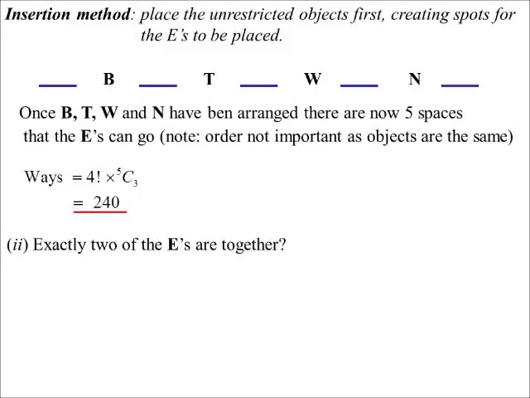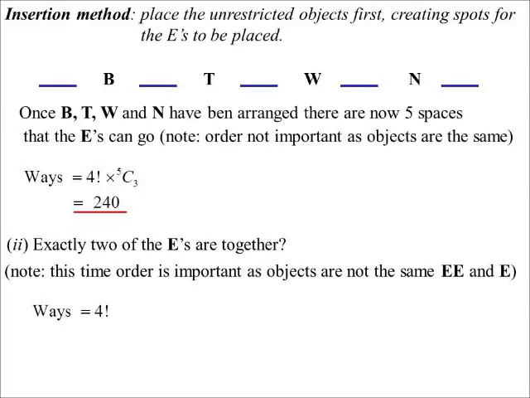What about if exactly 2 of the E's are together? Well, if exactly 2 of the E's are together, again, I can arrange the B, T, W and the N. But this time, instead of saying I've got 3 E's to place, I've got 2 objects to place. One of those objects is a double E. So somewhere I'm going to put 2 E's in one of those spots to ensure 2 of the E's are together. And in another one of those spots, I'm going to put a single E. So this time the order would be important because the double E and the single E could swap round. So it'll become a permutation. So of those spots, I'm going to use 2 of them. So 5P2. And so that would be 480 ways of doing it.